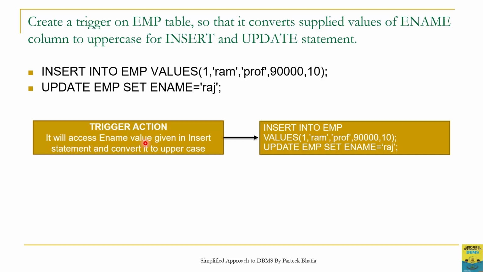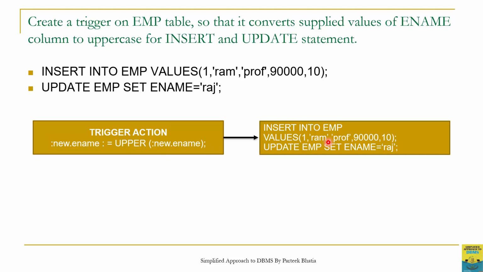This trigger will access the value of ename given in the insert statement or update statement and convert it to uppercase. Can you find out how we can access the value of these enames supplied during the execution of insert or update statement? Yes, we can access these values by using keyword :new.ename. But in this case we have to convert this value to uppercase. And to convert these values to uppercase, we have to use upper function.